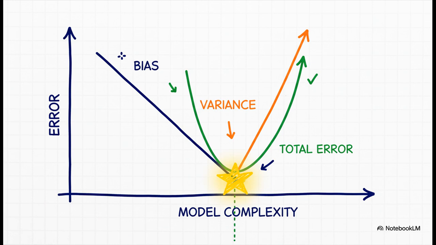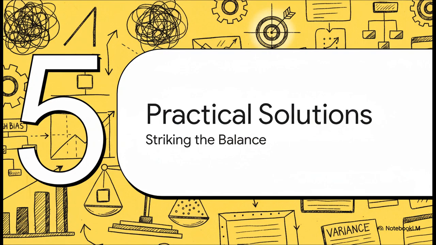And this is so important to remember. You can never get bias or variance down to zero. They're always in a tug of war. As one goes down, the other goes up. So the goal is not to eliminate one of them. The goal is to find that sweet spot of model complexity where their combined total error is at its absolute lowest point. So, how do we actually find that sweet spot in the real world?